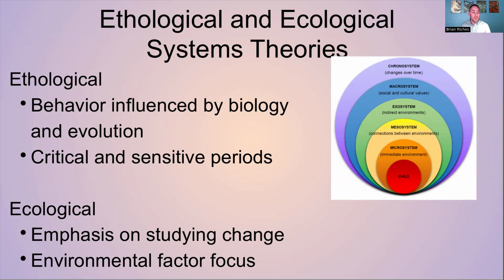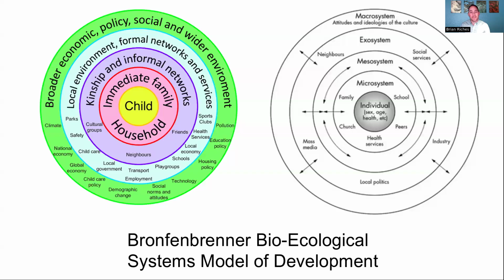So ecological focuses on studying the change and specifically around the environment. So this is looking at systems around people, how they influence a person, how the person influences them. One of the theories that we've shown already is Bronfenbrenner's bioecological systems model.